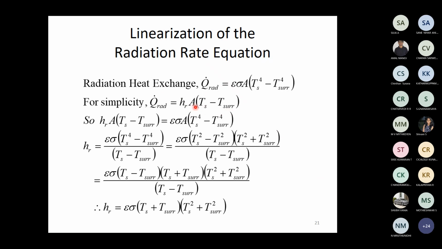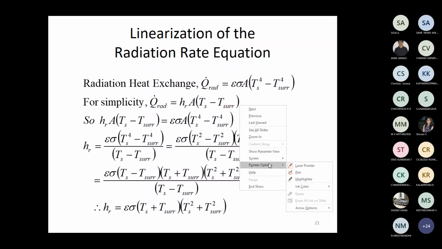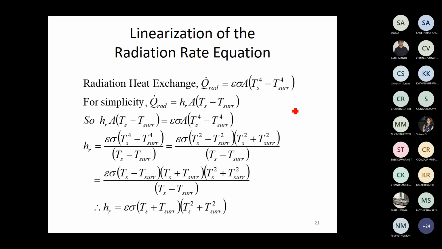So what I'm doing is that I'm writing the radiative heat transfer in the form similar to the convective heat transfer. But then these two quantities must be equal. That means this quantity and this quantity must be equal. So I equate these two quantities. This is the form of equation written on the basis of the convective heat transfer, and this is the form of equation written on the basis of the radiation heat transfer.